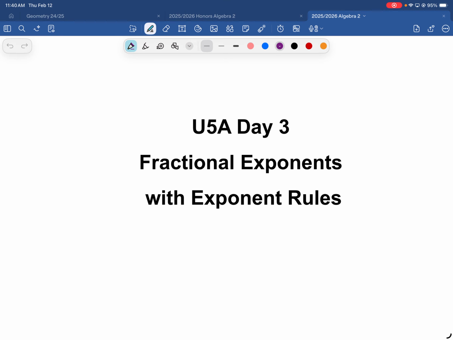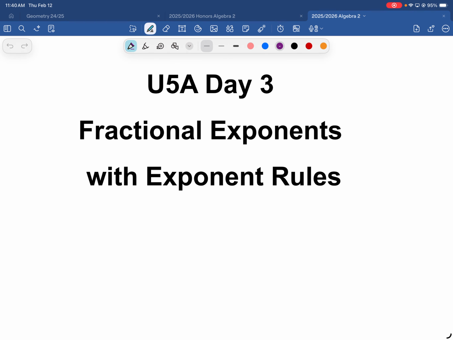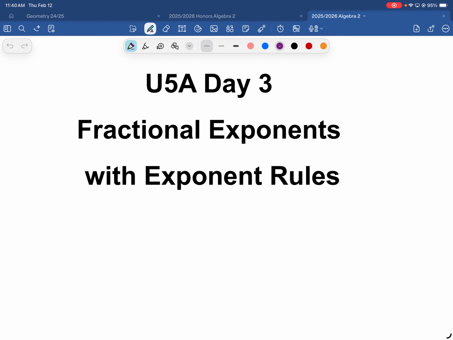So with today, we are on day 3. Today we're going to deal with fractional exponents with the exponent rules. So in a sense of the imagination, there's no real new learning today. You've spent the last 2 days working on the exponent rules.